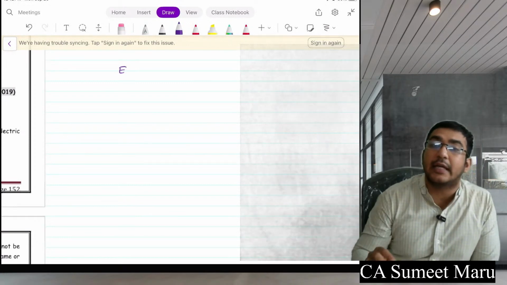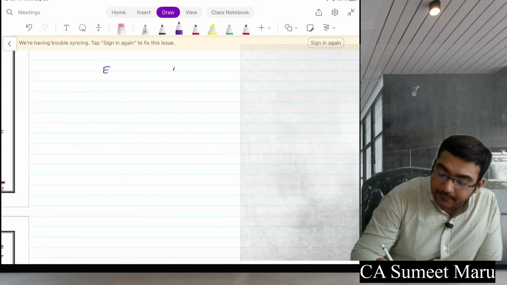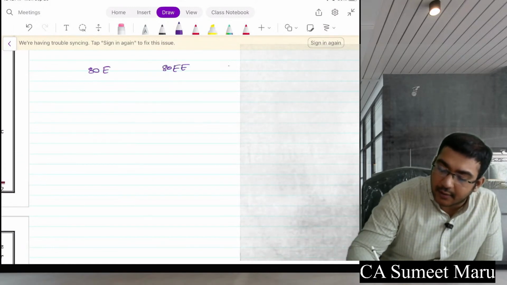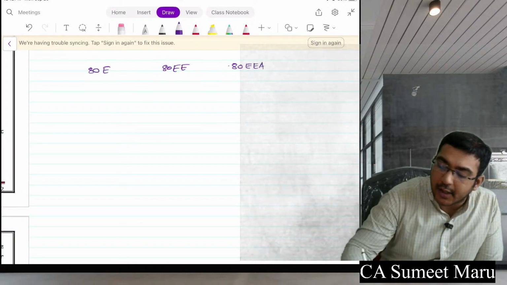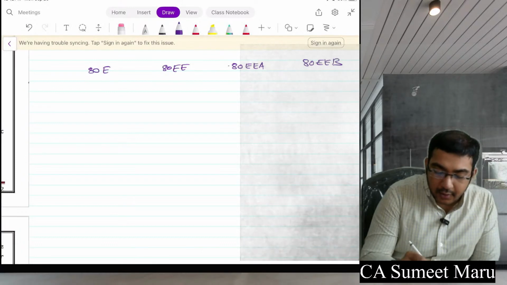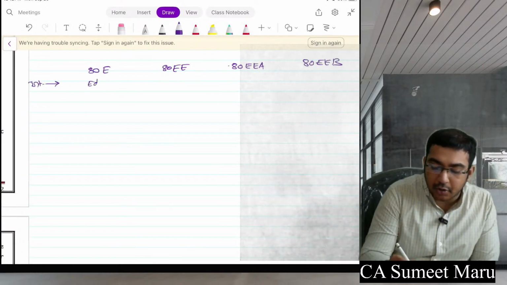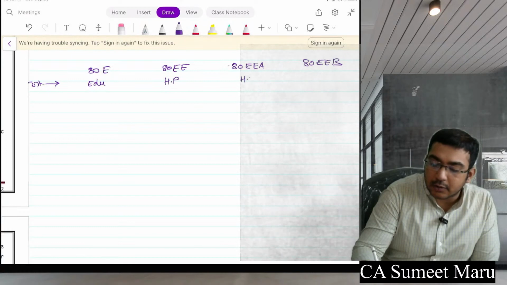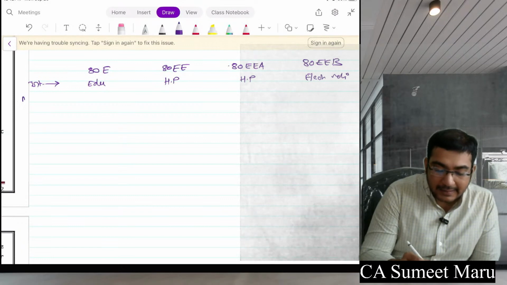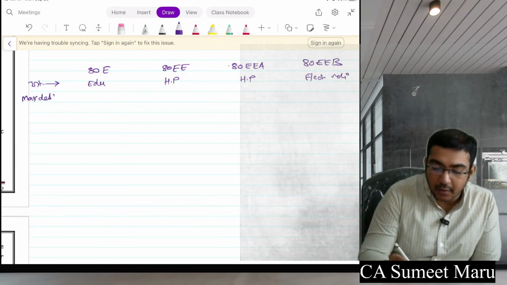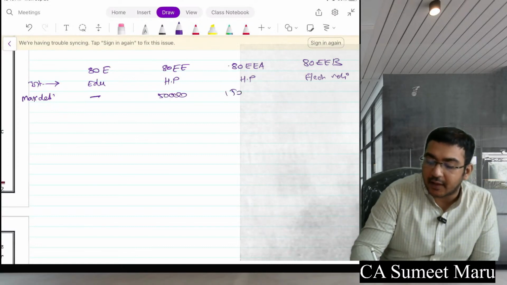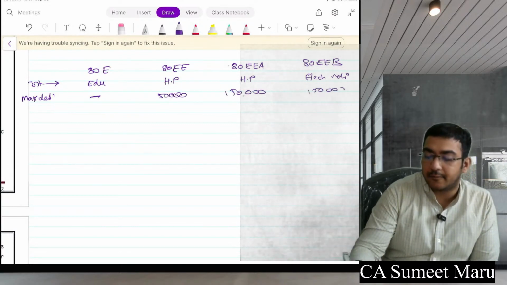E series is all for your interest. 80E, 80EE, 80EEA, 80EEB, right? This is for your interest on education loan, house property, electric vehicle. Maximum deduction: no limit, 50,000, 1,50,000, 1,50,000. Right?